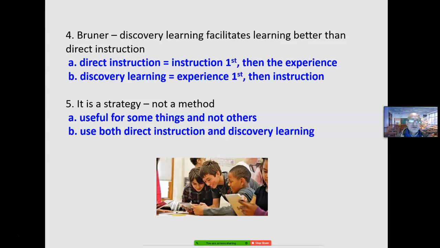Now, Bruner thought that discovery learning facilitates learning better than direct instruction, and he has a point, because you get a sense of the whole. You get personally invested if you mess about. Now, direct instruction is instruction first, and then the experience. Discovery learning is the experience first, and then instruction.